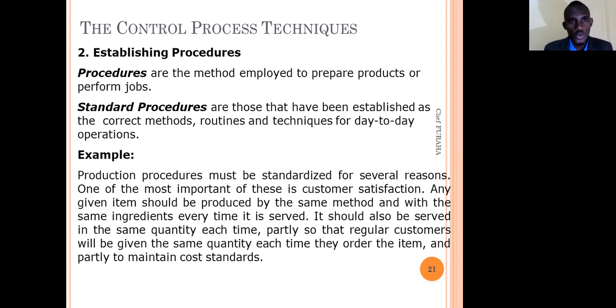Then we must also establish standard procedures. When you say procedures, these are methods employed to prepare products or perform a certain job. If we say that we must receive only watermelons, for example, that are red inside, how are we going to get watermelons that are well ripe and red inside? So procedures must tell us how to achieve that particular standard, how to make sure that we receive such watermelons. Procedures give us direction on how to receive a good watermelon.